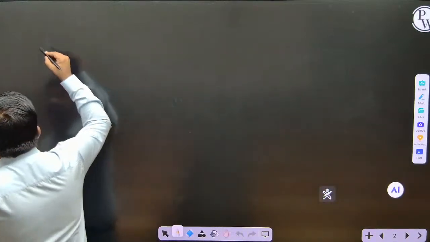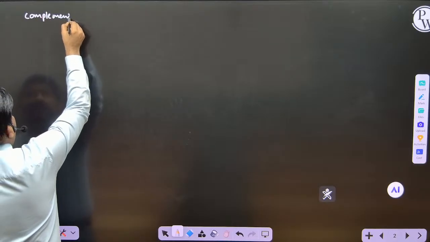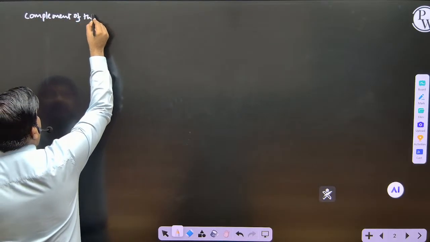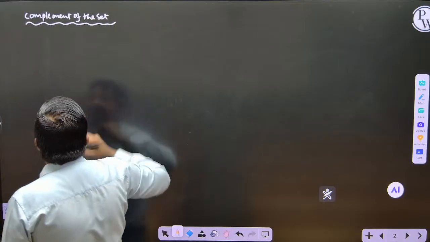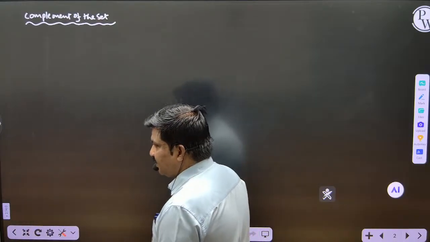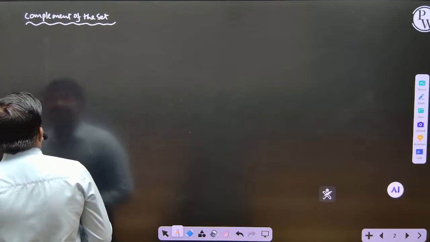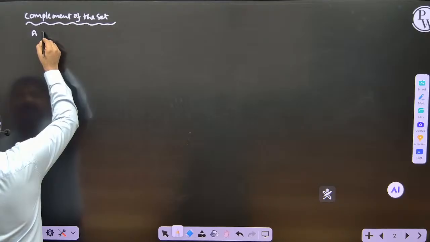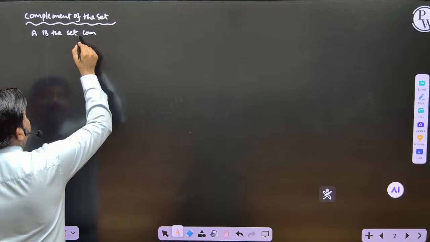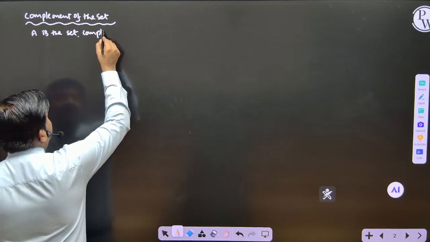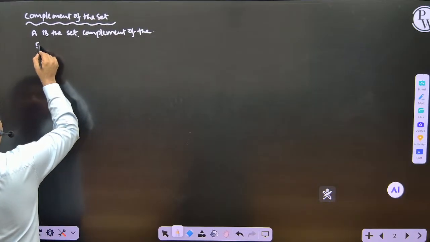Next, see the complement of the set. Complement of the set. Next, complement of the set. What is the complement of the set? A is the set. Complement of A is the set.